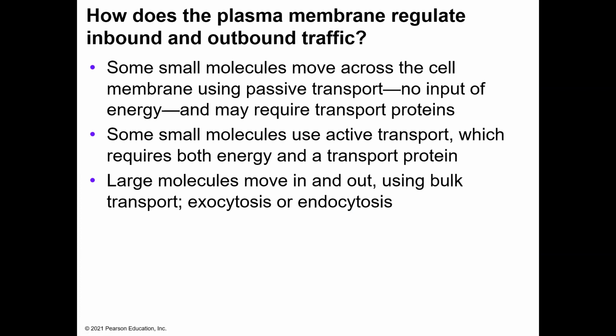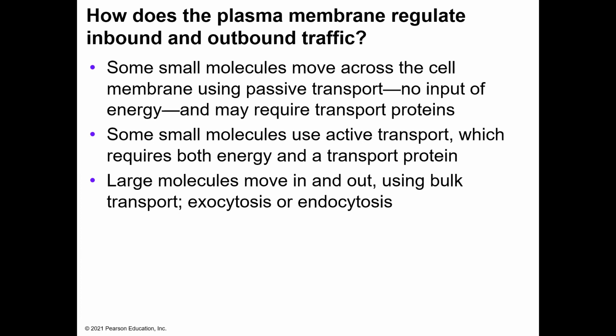Plasma membranes regulate inbound and outbound traffic. Some small molecules move across the cell membrane using passive transport. In other words, they don't need any energy to go across the membrane. And some require transport proteins or energy to be transported across the membrane. Some small molecules use active transport, which requires both energy and a transport protein.